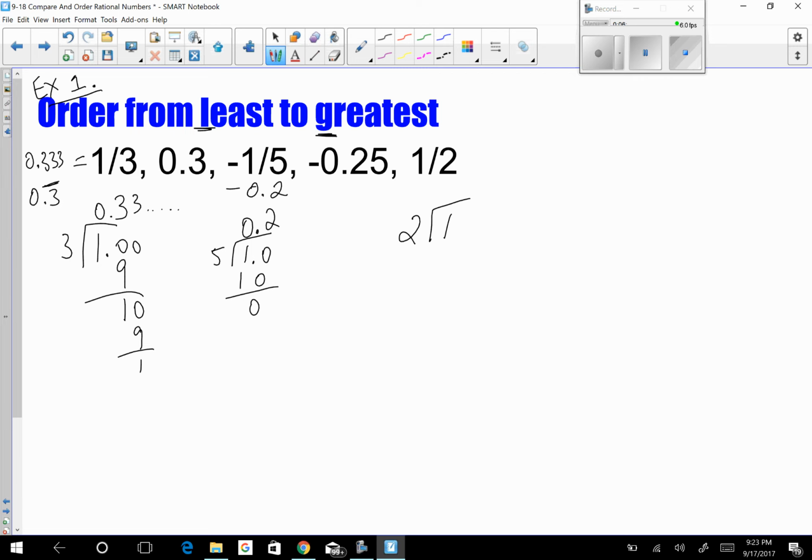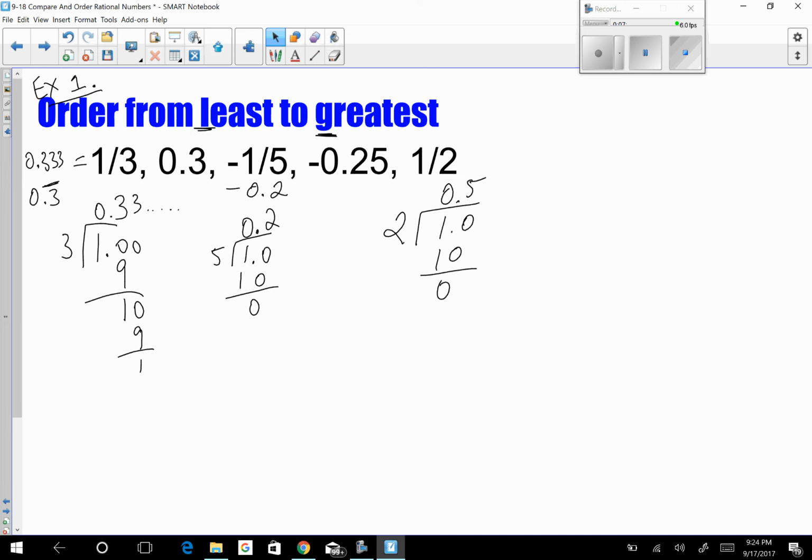1 divided by 2. 2 will not go into 1. Put your decimals, put your zeros. Sorry about that, let's just start that over. Okay. 1 being divided by 2. 2 will not go into 1. Put your 0 and your decimals. 2 goes into 10 5 times. 2 times 5 is 10. And we're done. So it's 0.5.